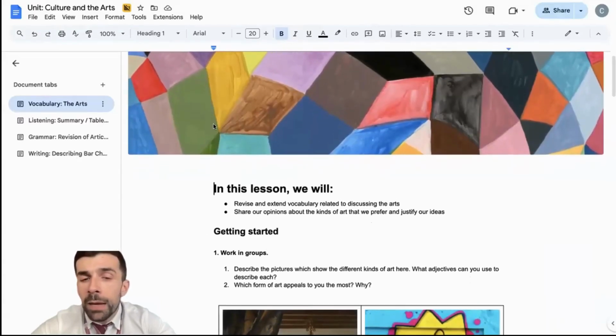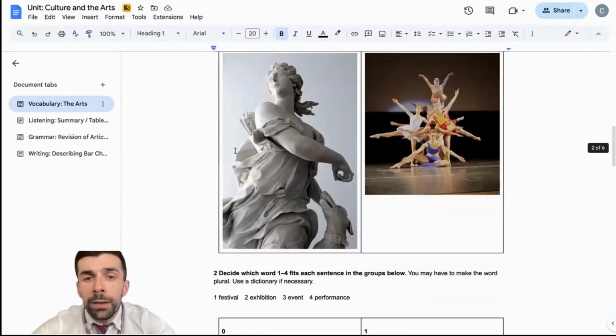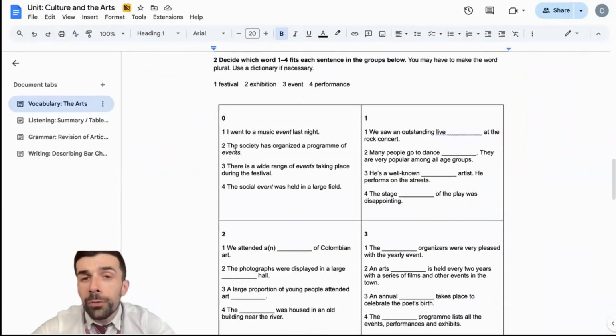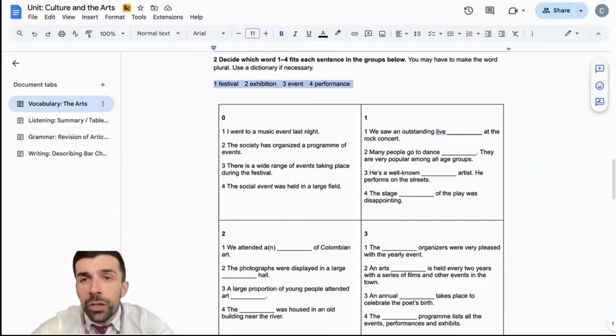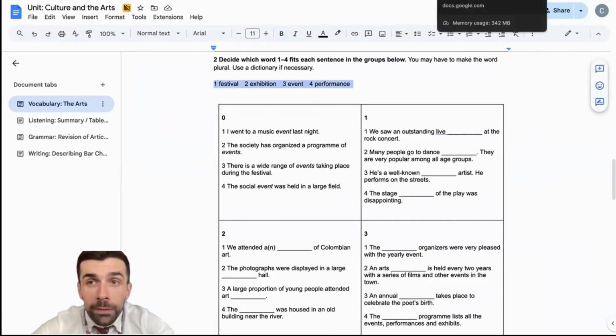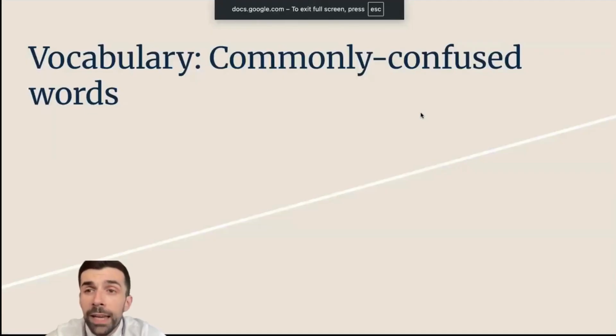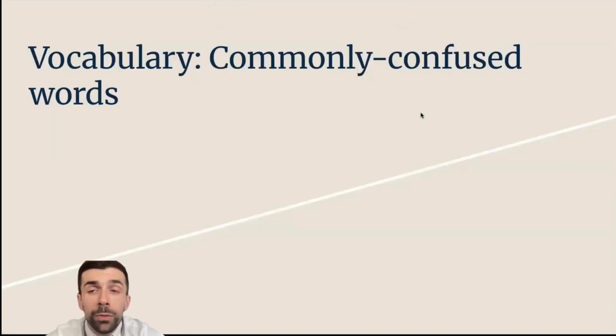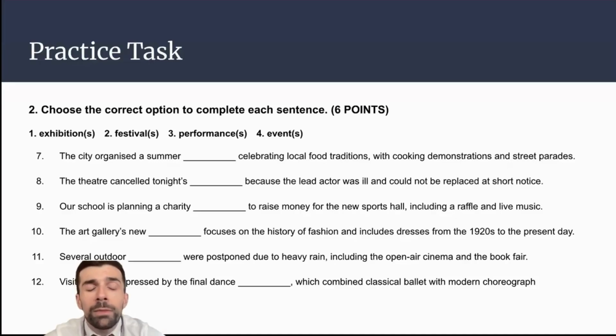In the first tab, or in the first section, in activity 2. Here, we had several sentences with the words festival, exhibition, event, and performance. On the exam, you will need to also distinguish between these words. In this part of the exam, you will be given 6 sentences. Each of the sentences can be completed with one and only one of the words above.